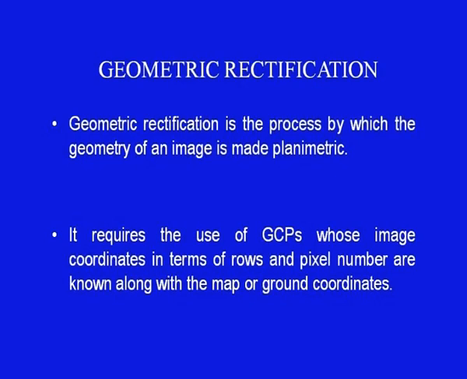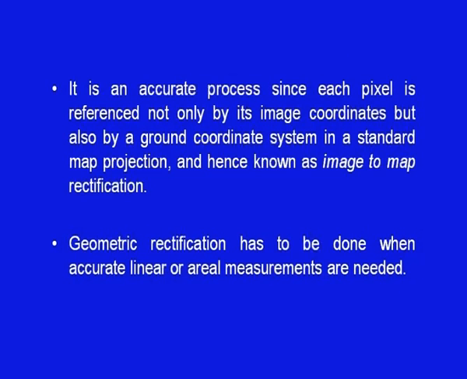Now, we come to the next method, and that is geometric rectification. Geometric rectification is the process by which the geometry of an image is made planimetric. It requires the use of GCPs whose image coordinates in terms of rows and pixel number are known along with the map or ground coordinates. It is an accurate process since each pixel is referenced not only by its image coordinates, but also by its ground coordinate system in a standard map projection, and hence it is known as image to map rectification.